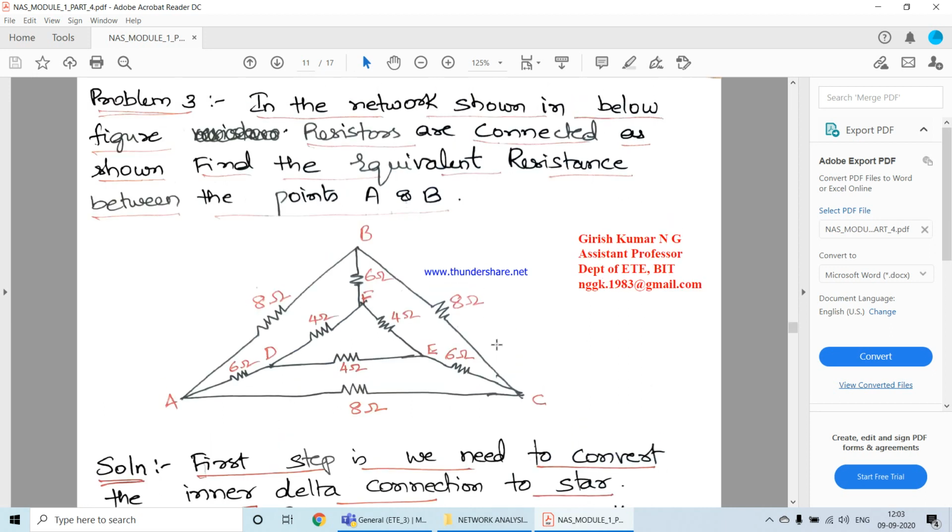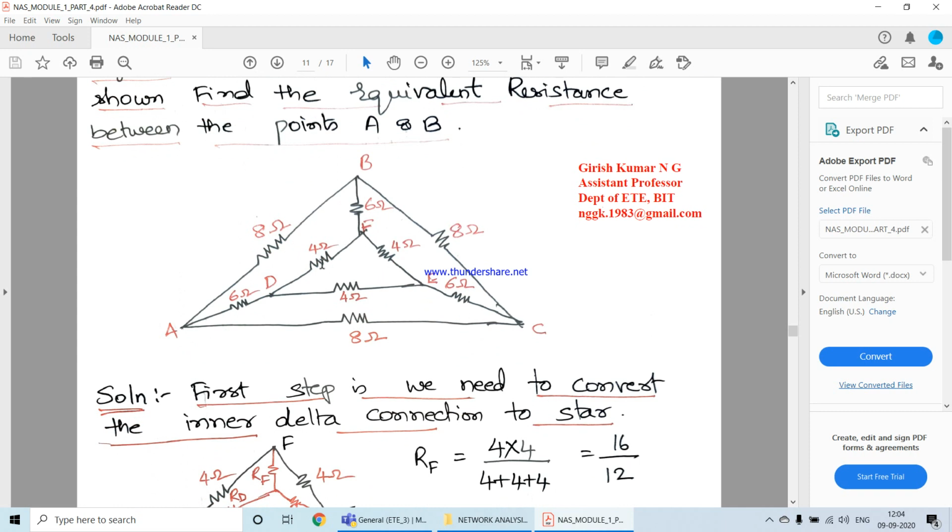In problem 3, it's quite similar to problem 2, but there is a small addition to this particular diagram. What is that? You add only a star inside the delta. Now you have a delta, inside that you have another star, and inside that you have another delta. Now your job is to find out the equivalent resistance across A and B. So very simple. First the inside delta should be converted into star, then that total star should be converted into delta, and finally you will end up getting the solution as you got in the previous problem.